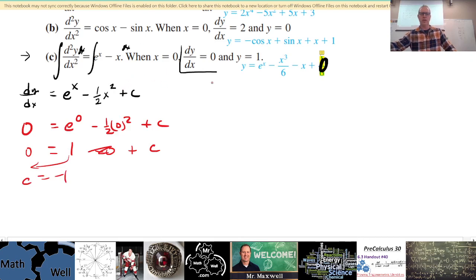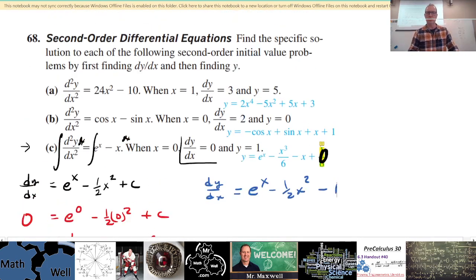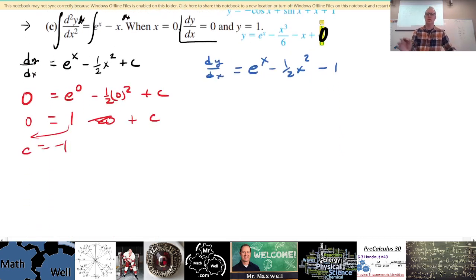Okay. So now I have dy/dx equals e to the x minus 1/2 x squared minus 1. Let's now keep going, because we need to find the specific solution with these initial values. So we'll integrate again with respect to x. So this becomes just y now. The integral of e to the x, love that e, is e to the x.